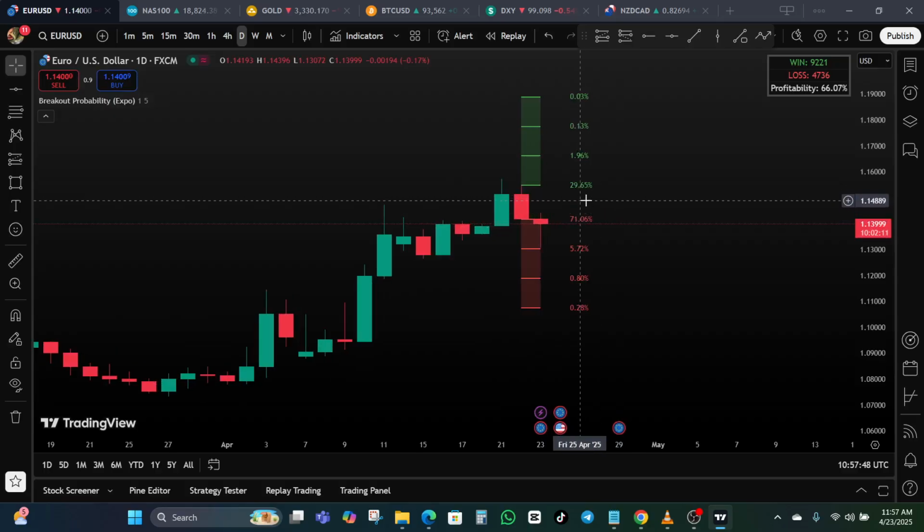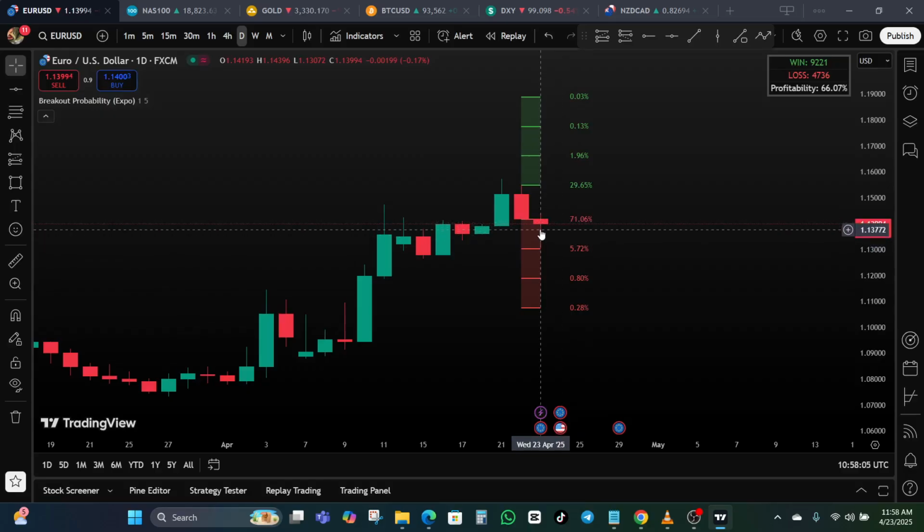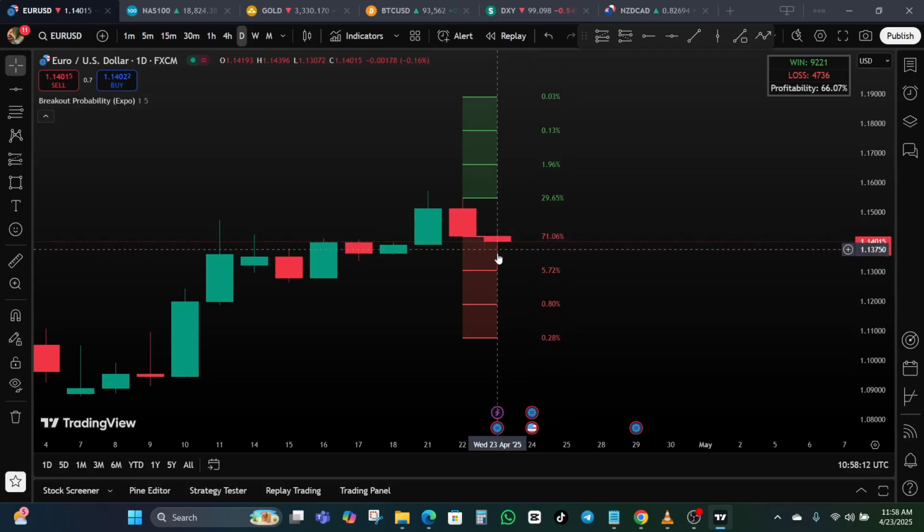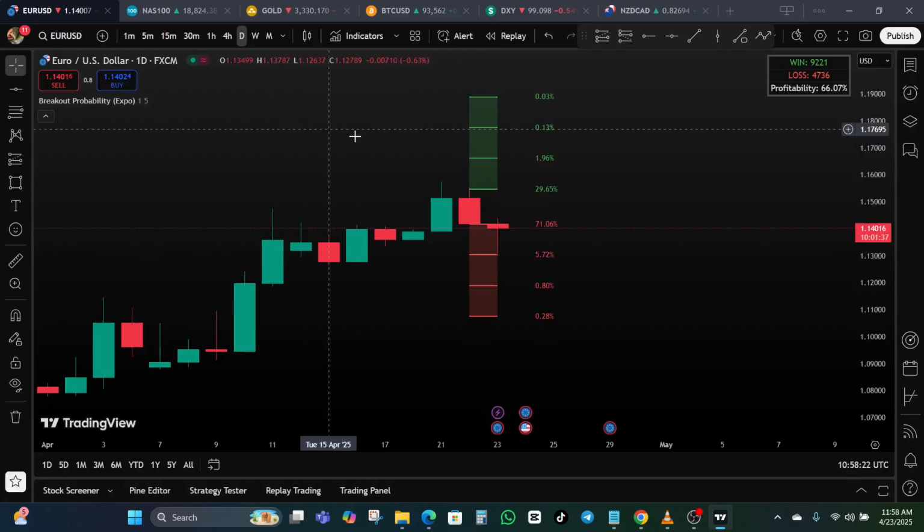So we can see some different probabilities here on the daily time frame. I think there is a win on the daily time frame, because we had a 71% prediction for the daily time frame in the sell direction, and that is what happened. We actually had price break out to the downside and get to the level that the indicator predicted. So I think there was a win on the daily time frame.